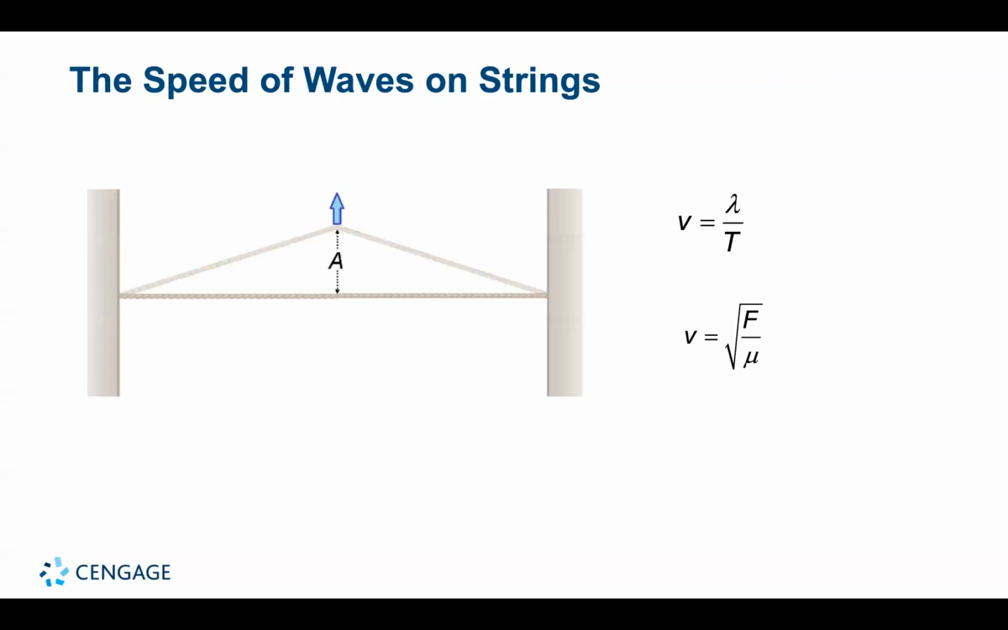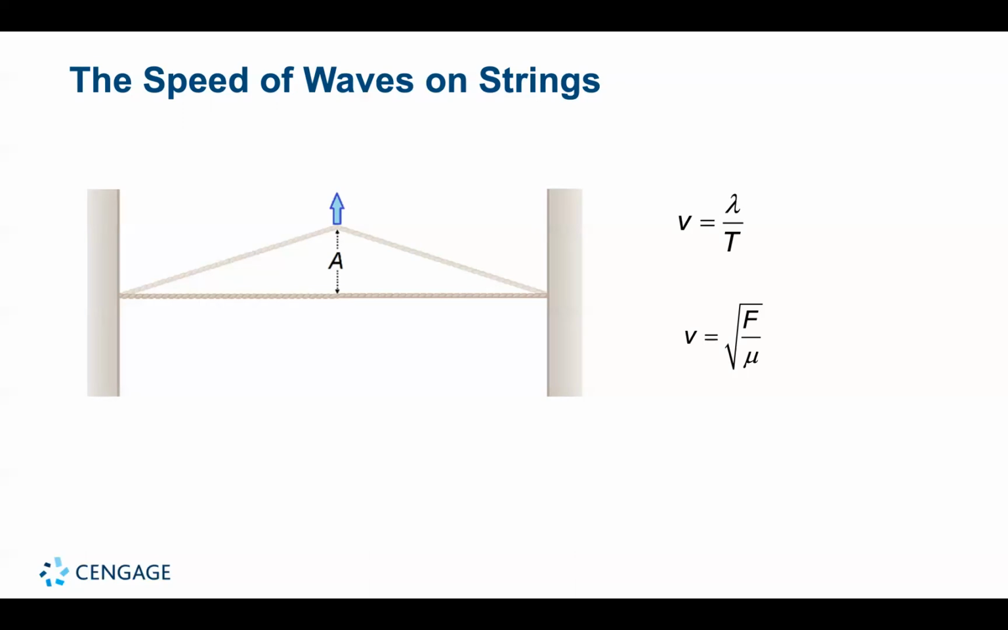So let's think about plucking a string. We'll turn our attention to the speed of a transverse wave on a stretched string. For a vibrating string, we need to consider two speeds: the speed of the physical string that vibrates up and down transversely to the string in the y direction, and the wave speed, which is the rate at which the disturbance propagates along the length of the string in the x direction.